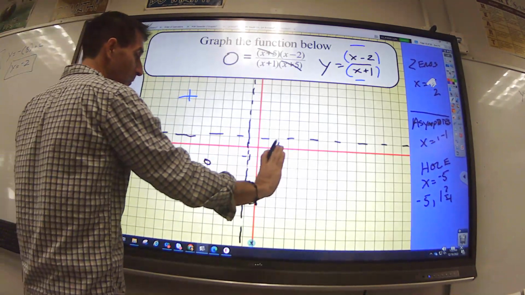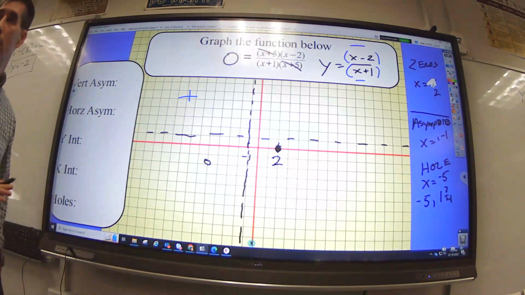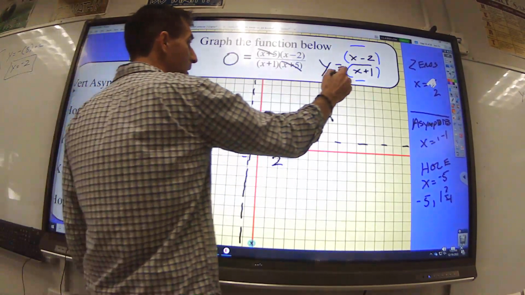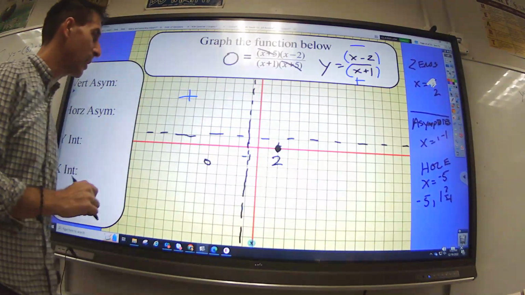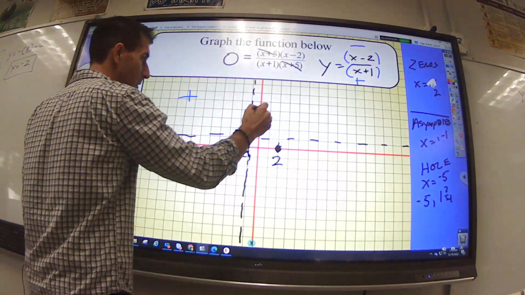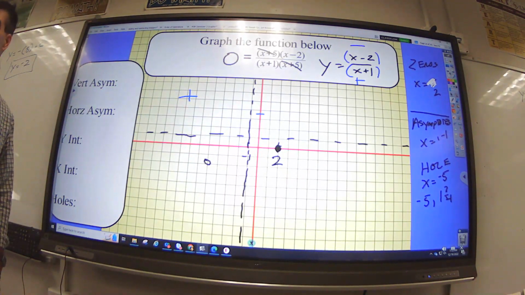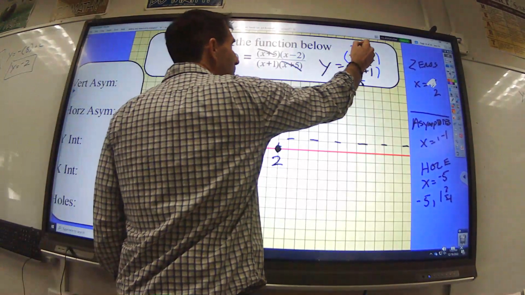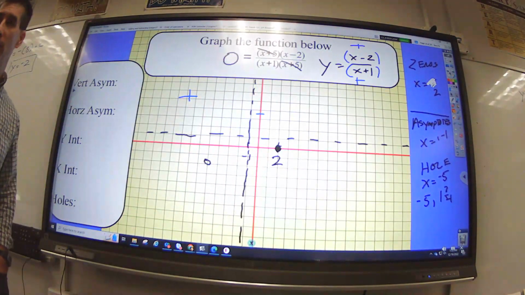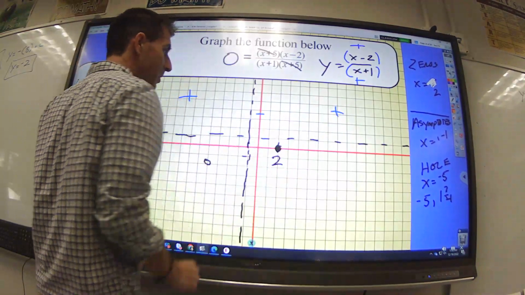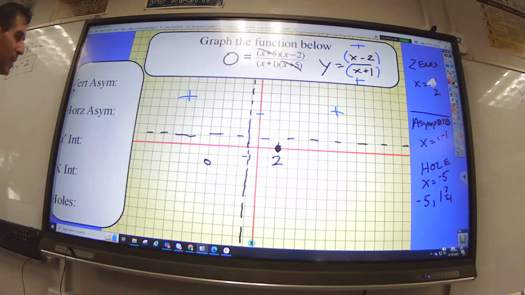Let's pick a number between -1 and 2. What should we pick? 0. 0 minus 2 is negative. 0 plus 1 is positive. I got 1 negative. What do I got? Negative. Let's pick a number bigger than 2. 4. Can we do 4? Of course. Positive, positive for both of them. 2 positives make a positive. Now I have everything that I need.